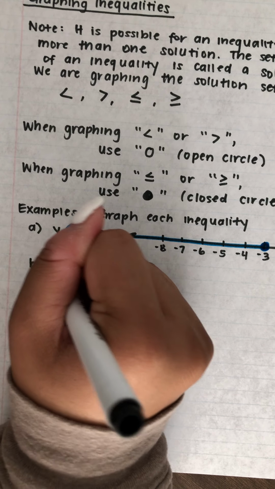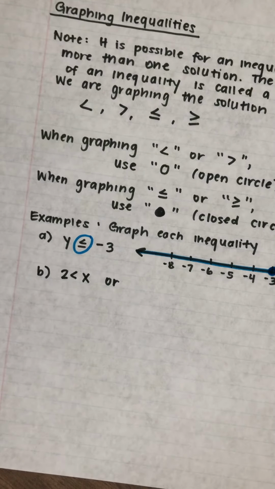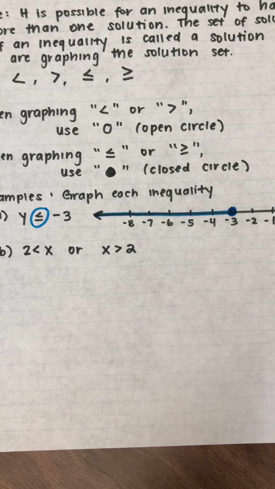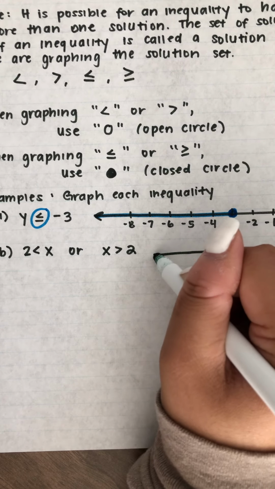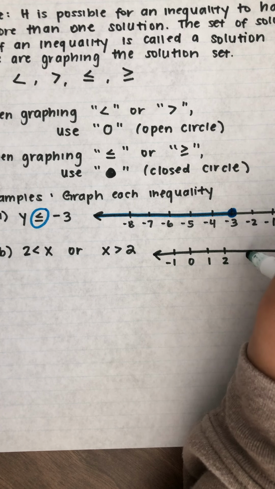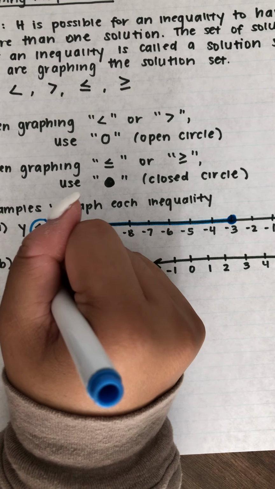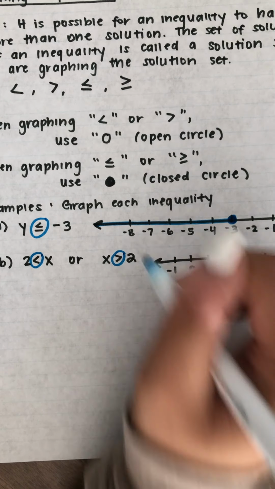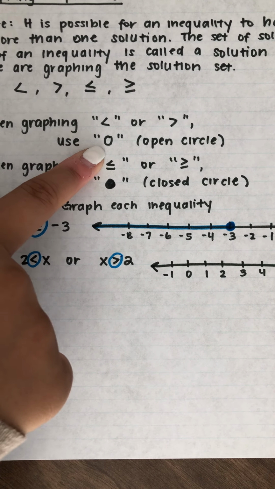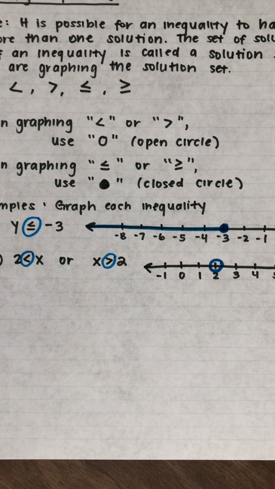Let's look at another one. We have 2 is less than x, or we can rearrange this and say that x is greater than 2. Let me draw my number line. All right. Again, let's look at the sign that we have. x is greater than 2. So we have greater, so we're going to go ahead and use an open circle. That means that 2 is not going to be included in the solution set.